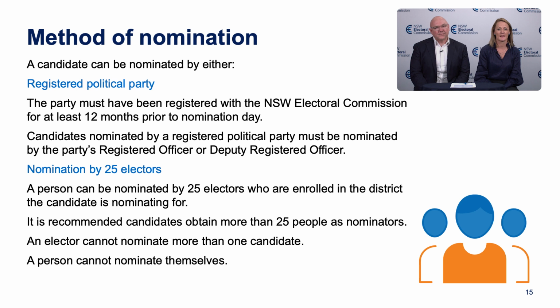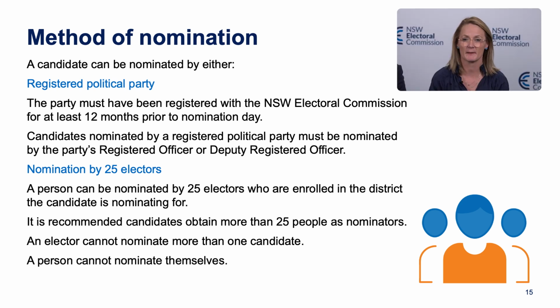In order to nominate by a registered political party, the registered officer or deputy registered officer is required in writing to sign the nomination. A registered political party is required to be registered with the New South Wales Electoral Commission 12 months prior to nomination day. Candidates who are nominated by 25 electors are required to have at least 25 electors enrolled within the district the candidate is nominating for at the close of the roll.